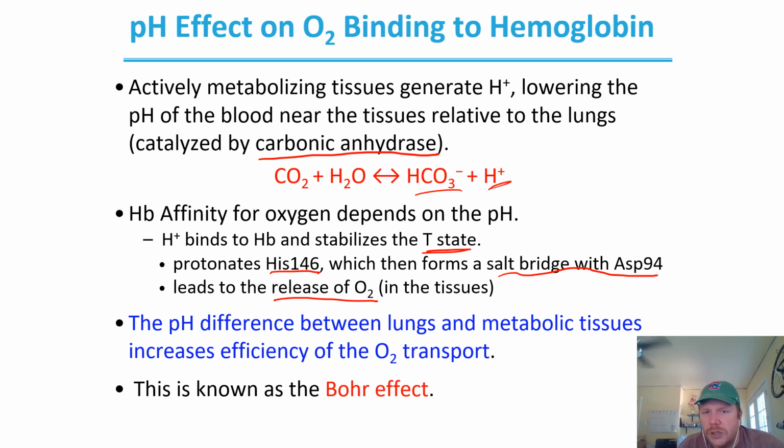Okay, so the pH difference between the lungs and metabolic tissues increases efficiency of O2 transport. This is known as the Bohr effect. So you can characterize the Bohr effect as the change in the relationship between pH and P50.